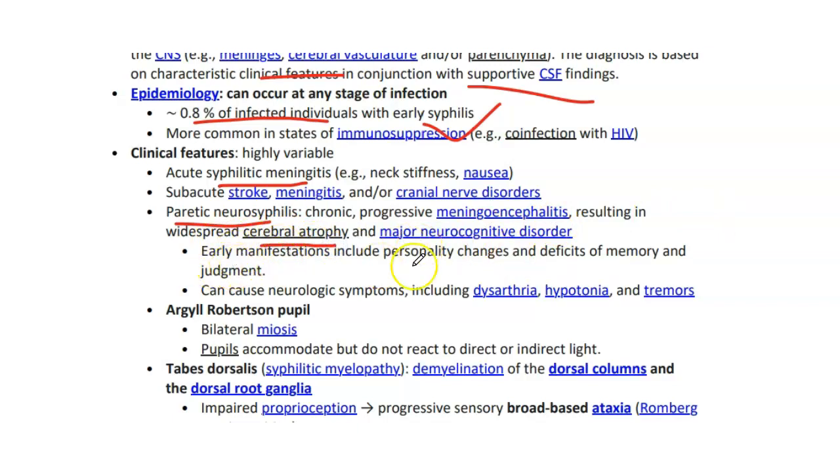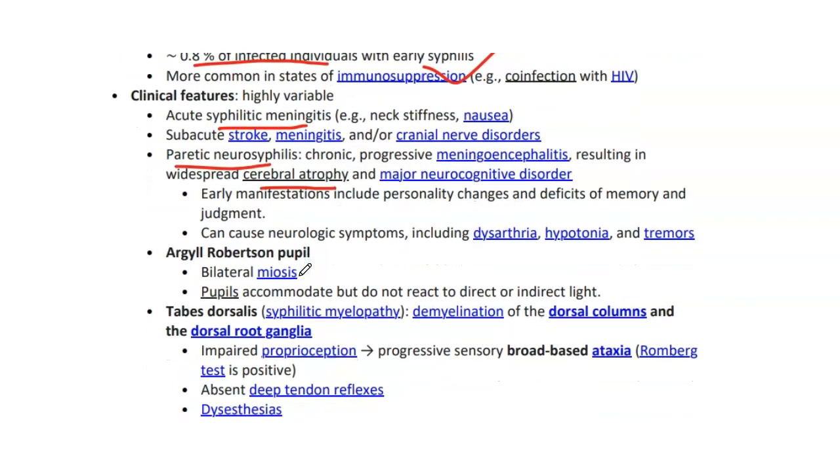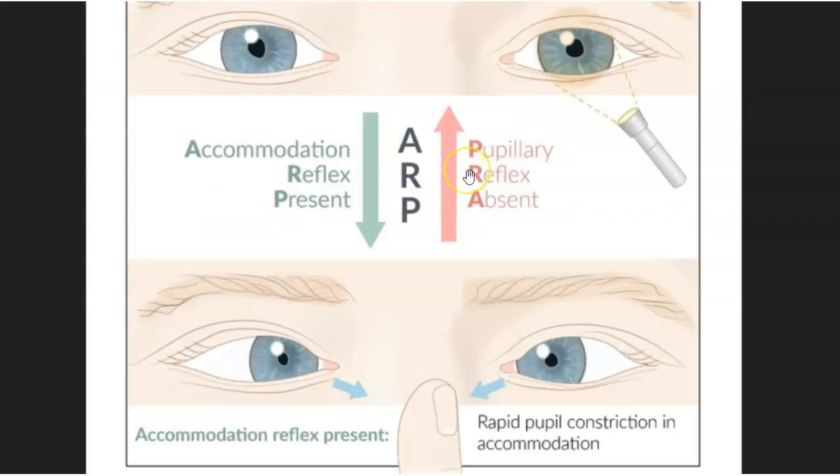So early manifestations include personality changes and deficits of memory and judgment, and it can cause neurologic symptoms including dysarthria, hypotonia, and tremors. Then we have Argyll-Robertson pupil, which is bilateral miosis, and the pupil accommodates but does not react to direct or indirect light. This is the image showing Argyll-Robertson pupil.